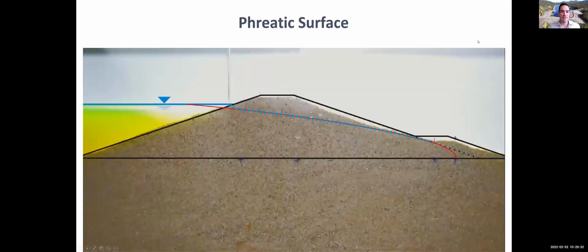Trying to go to the next slide there. So here we've drawn in the phreatic surface. What you see is the water level, the phreatic surface, and it shows a parabolic line here, which is sort of what would be expected. And then at the end of the parabolic line, it just kind of comes straight out. So there are ways to calculate and determine this. There are different methods, but there's your phreatic surface there.